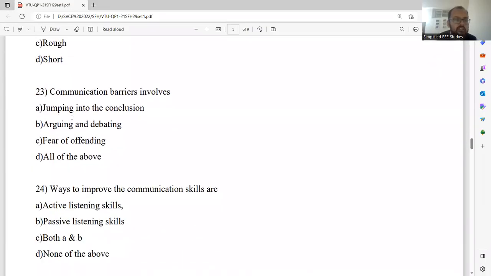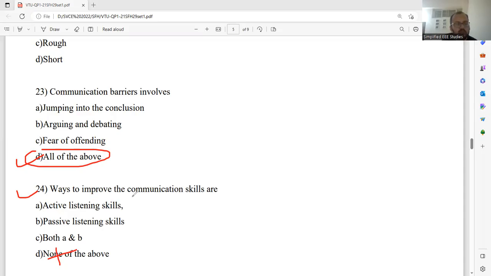Communication barriers involve: jumping into the conclusion, arguing and debating, fear of offending, all of the above. See, the communication barriers involve all the factors which we have mentioned here. A, B, C, all are correct only. So I would like to go ahead with option D. Question number 24, ways to improve the communication skills are active listening skills, passive listening skills, both A and B, none of the above. Anyway, straight rejection for option D. It is not correct. Straight away we can reject it.